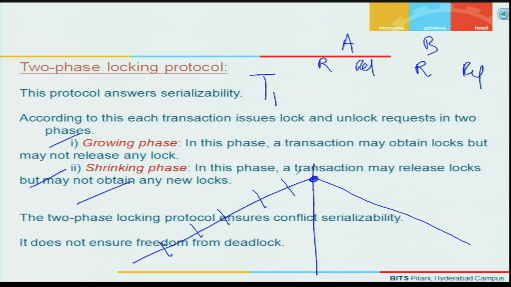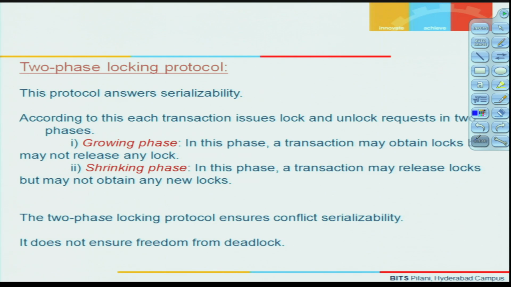Once it enters the shrinking phase, it will start releasing the locks which were acquired during the growing phase, and once it is in the shrinking phase, it will not make a request for any new lock. That is, during the growing phase it will keep acquiring locks on the various data items that are required, and once it starts the shrinking phase, it will keep releasing the locks which have been acquired on the various data items for the processing by the transaction. So in two phase locking we have two phases, the growing and shrinking phase. The two phase locking protocol ensures conflict serializability.